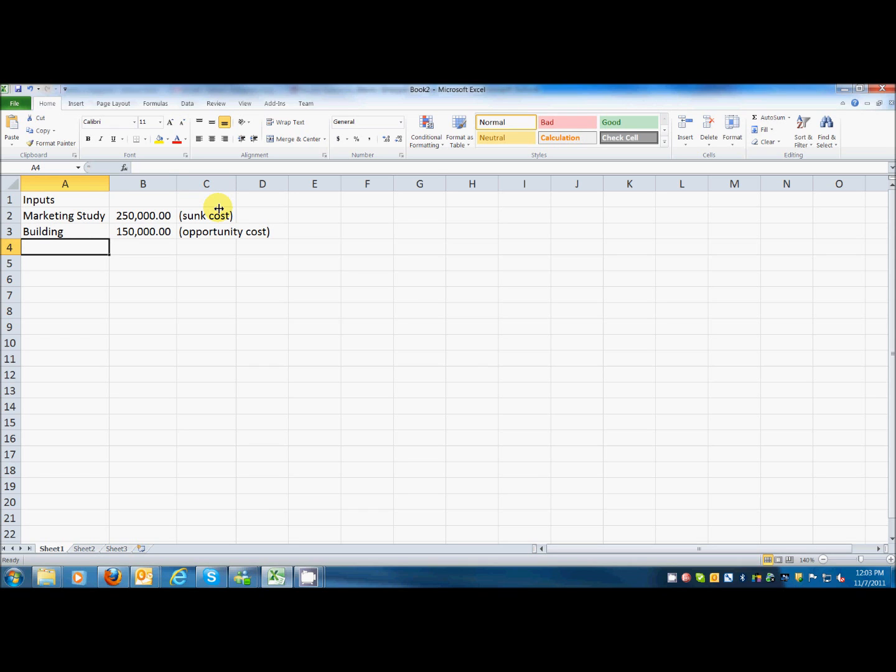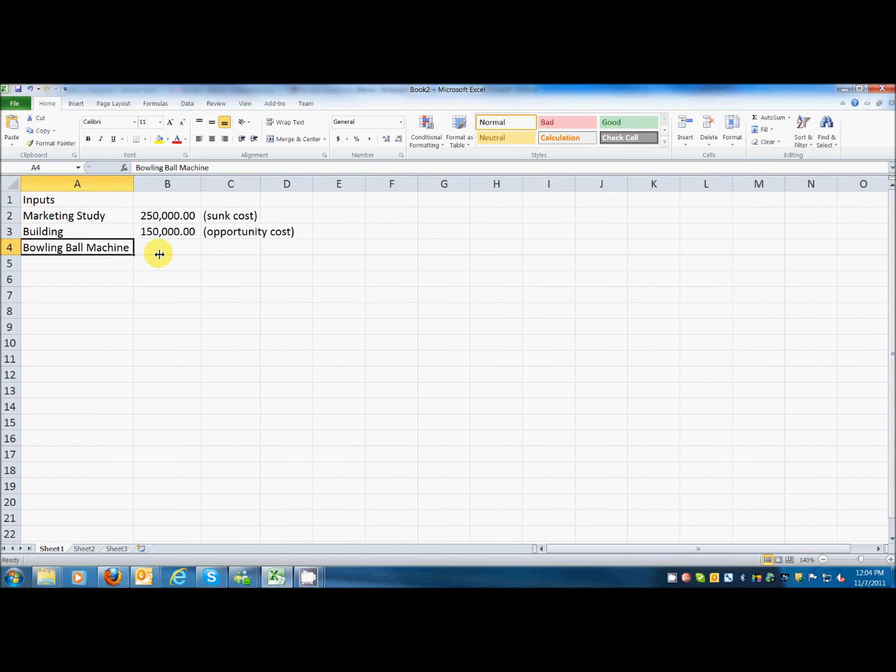Now, it says, working with his staff, he's prepared an analysis that summarizes the assumptions as follows. The cost of the bowling ball machine is $100,000. That's another number we'll need. Bowling ball machine, and 100,000 bucks. Definitely, we're going to have to use that.